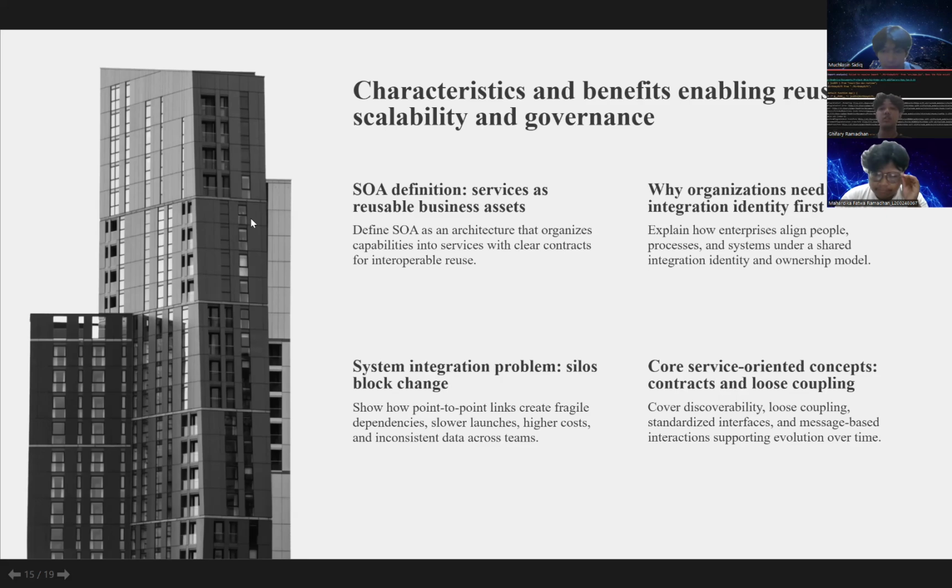SOA promotes loose coupling, meaning services depend only on agreed interfaces rather than internal implementation. This makes systems easier to update, scale, and maintain without affecting other services. Next.